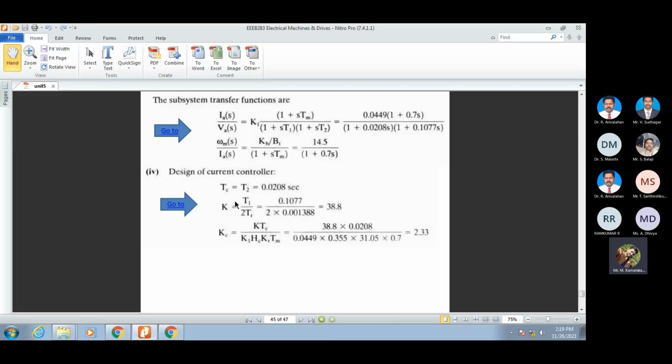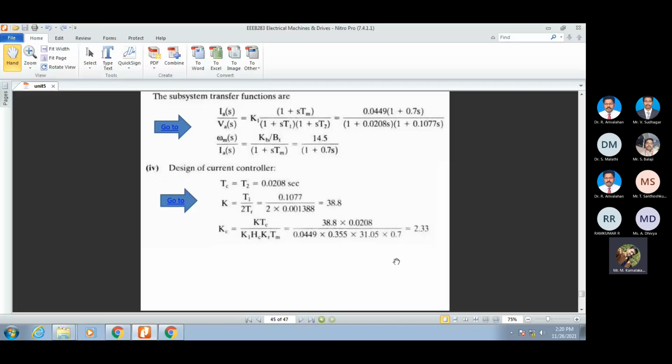The current controller design will be of Kc equal to, now we have seen how the current controller, after approximation from a fourth order system to a second order system, we at last concluded. Whatever the derivation we are going to do, for the practical application we should be in a position to at least know the final equation. So the current controller gain is nothing but K into TC divided by K1 HC, KT multiplied with TM. We have enough values of everything, so upon substituting everything, the current controller gain is 2.33 magnitude.